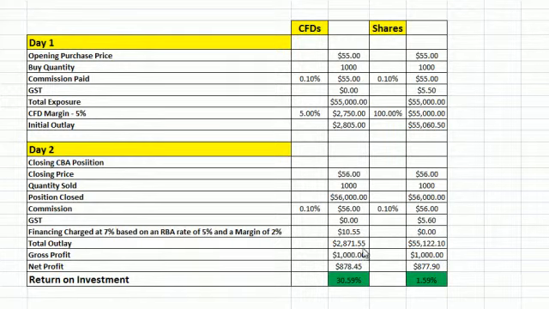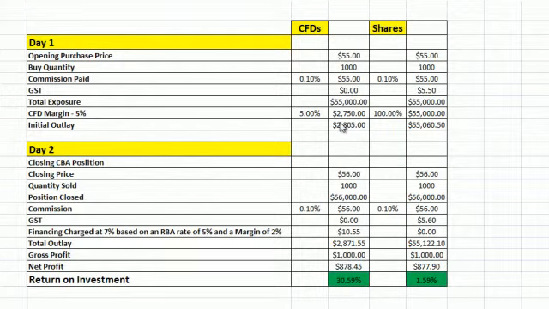We can see the gross profit for both is exactly the same because we're holding the same size position. But here's where it gets interesting. Net profit is only slightly greater than the share trader for the CFD trader, but the return on investment is 30% for the CFD trader, whereas it's only 1.59% for the share trader.